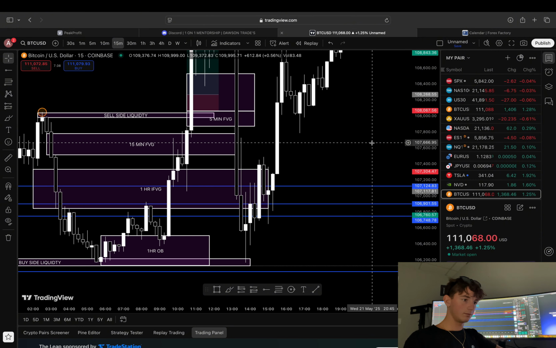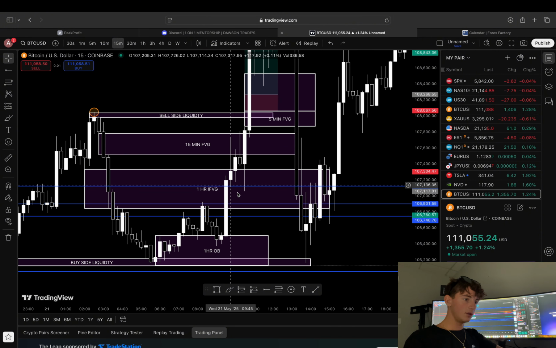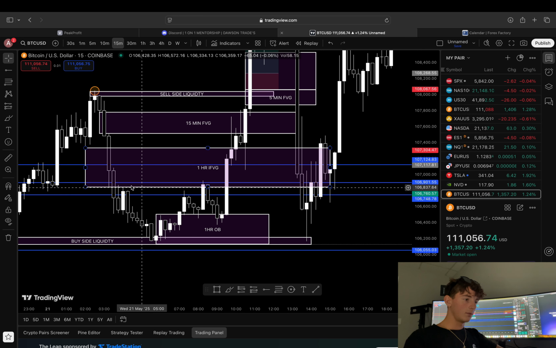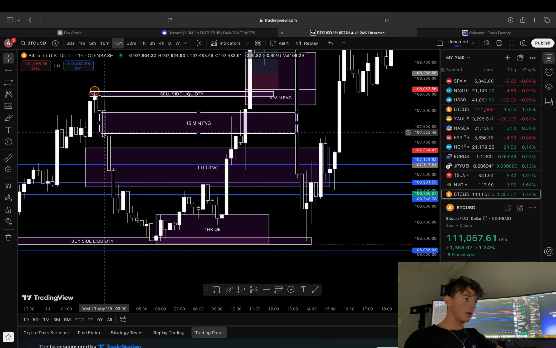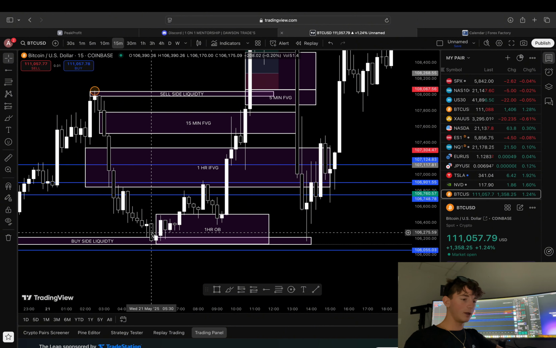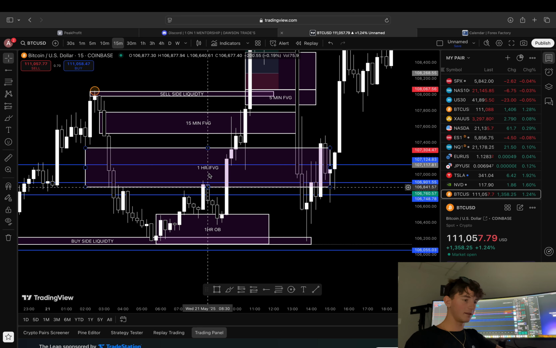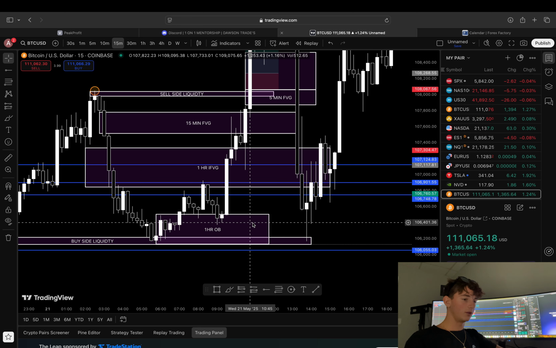Right here, you can see that we have a 1 hour fair value gap. When this trade was playing out, I noticed we had a 1 hour order block. Normally I would take the trade just off this, but I was waiting for the retest down. Saw that we had a 1 hour fair value gap here. Thought this order block would turn into a breaker block, so I didn't take the trade fully.